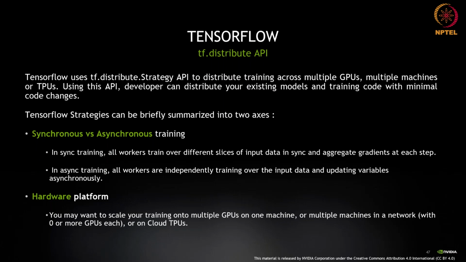We touched on synchronous versus asynchronous in the previous lecture. In synchronous training, all the workers train over different slices in a synchronous fashion, and the gradient aggregation happens at every step. While in asynchronous, all the workers work independently, training over the input data and updating the variables asynchronously. Again, the second axis is hardware platform. TensorFlow supports multiple hardware. It supports GPU, it also supports distributed training across CPUs and also on cloud TPUs, which are the tensor processing units by Google.